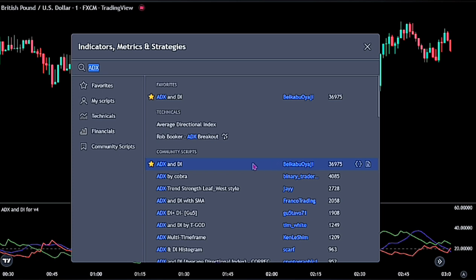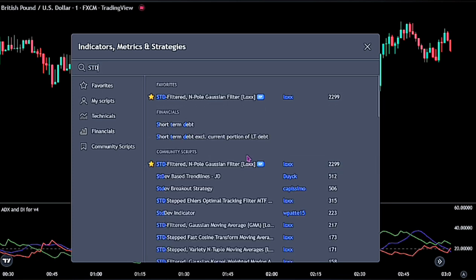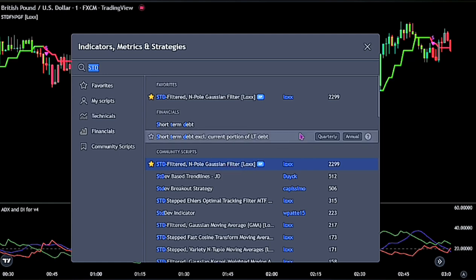profit in the market. Now for the second indicator, I want you to search for the STD filtered, N-pole Gaussian filter indicator by LOX. Now please note that this indicator has two types from the same author. So make sure you are using the one being shown on the screen, as the purpose of this indicator is to filter out noise in the market and give us good entry points for our strategy.